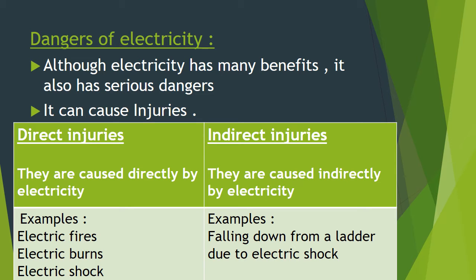Like what? Say I'm up on a ladder and I got an electric shock, okay? What happens next? I can fall down the ladder. What happens? I can break my arm or I can break my leg. This broken arm or this broken leg is an indirect injury, okay? And regarding the direct injuries, we are going to understand it next slide.